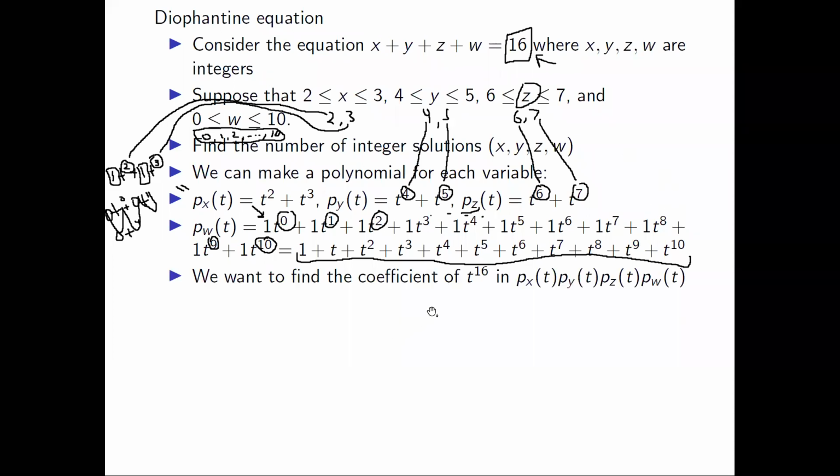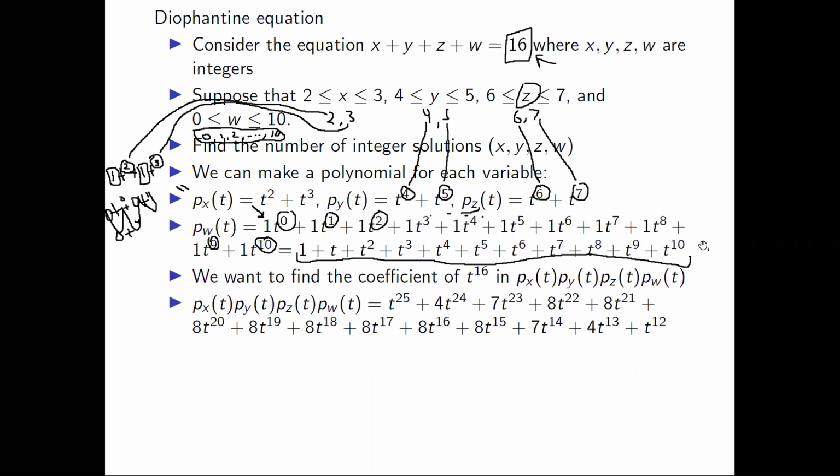So we're looking for the coefficient of t to the 16th in p sub x of t times p sub y of t times p sub z of t times p sub w of t. And we calculated each of those polynomials in the last two bullets, so we can just substitute here to evaluate this product. When we substitute, we multiply those four polynomials together. You can do that by hand if you want. It's not too bad to do by hand, but you're also welcome to use a calculator or a computer or a website, any website you want, like Wolfram Alpha, for example, would be fine.